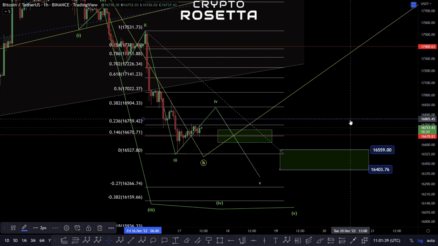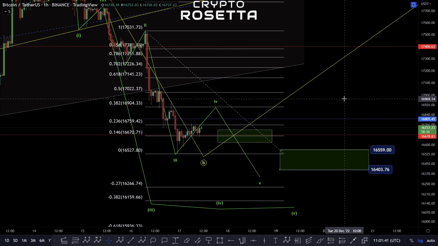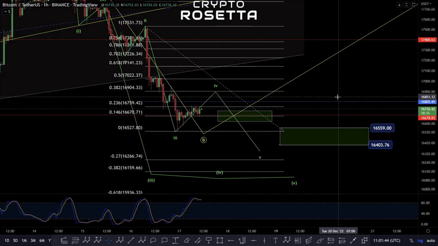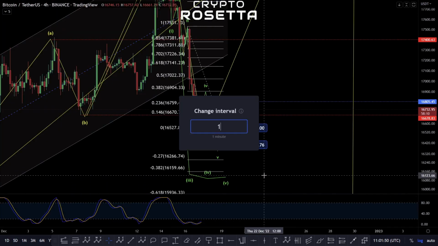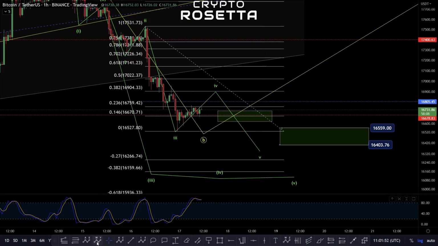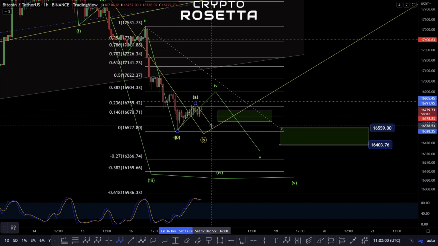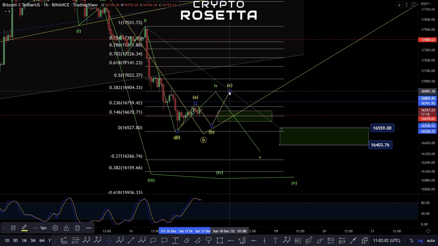And if I just have a quick look at the stochastics, see what we've got going on here. So the hourly is overbought again. The 4-hourly still has room to the upside. So it's possible that what we could see here is maybe once this move completes, this could be an A, B, and a C up into the high here. We could see an A, a drop down again for a B, and then looking for that C to the upside.